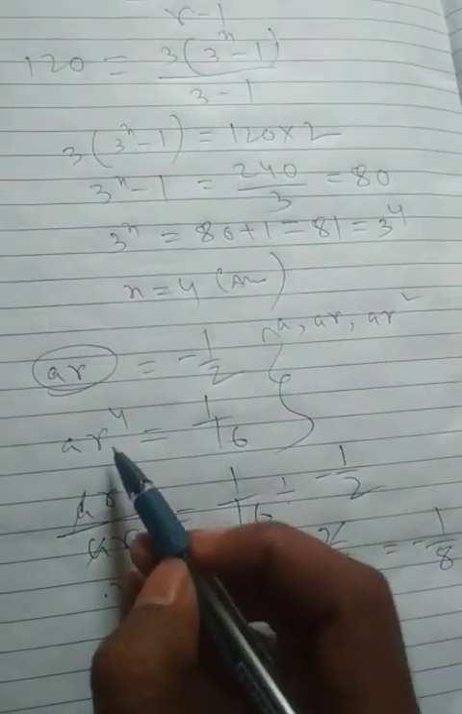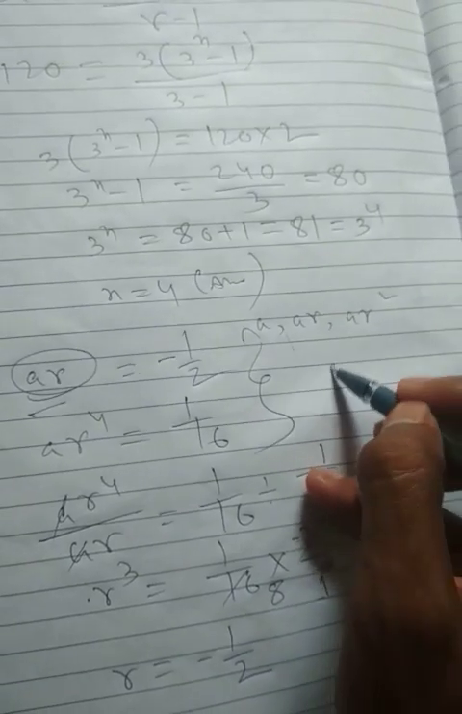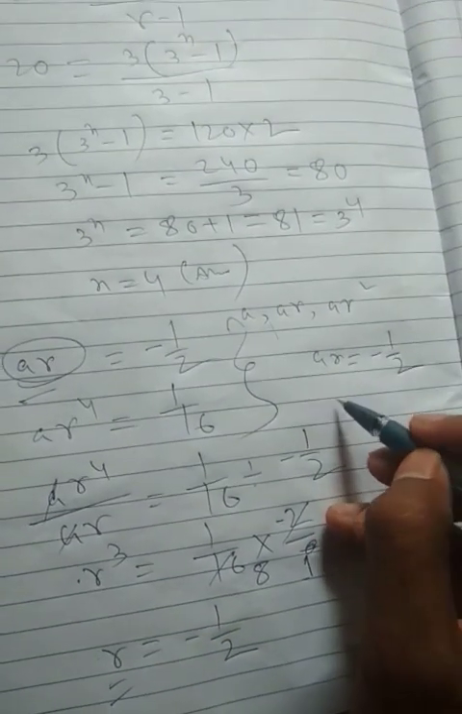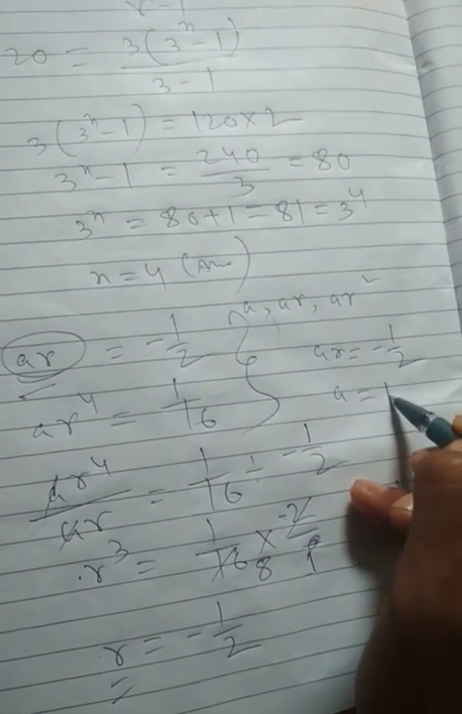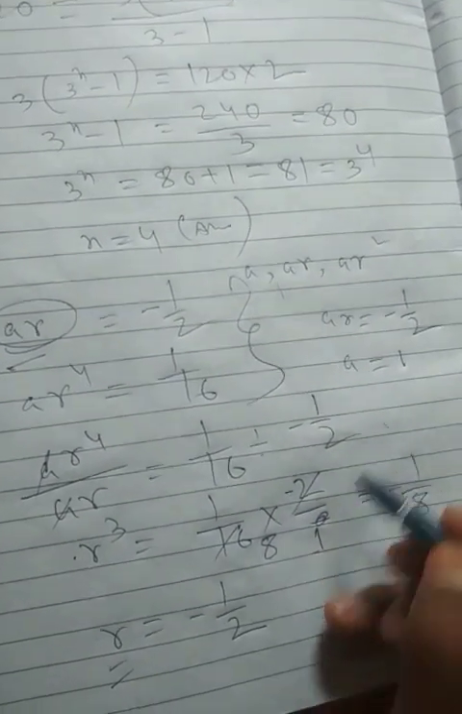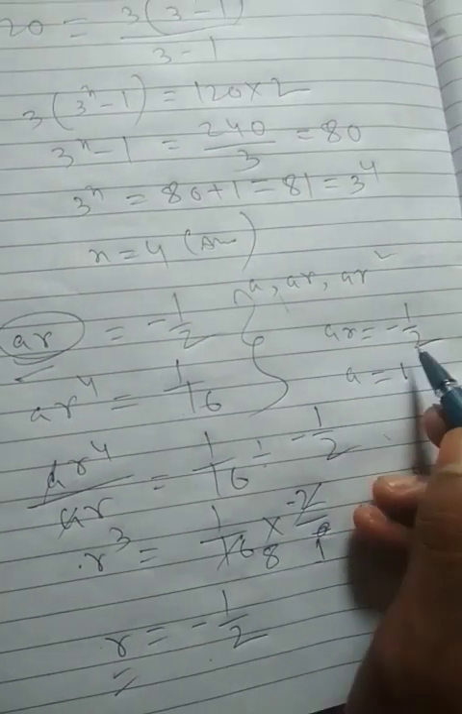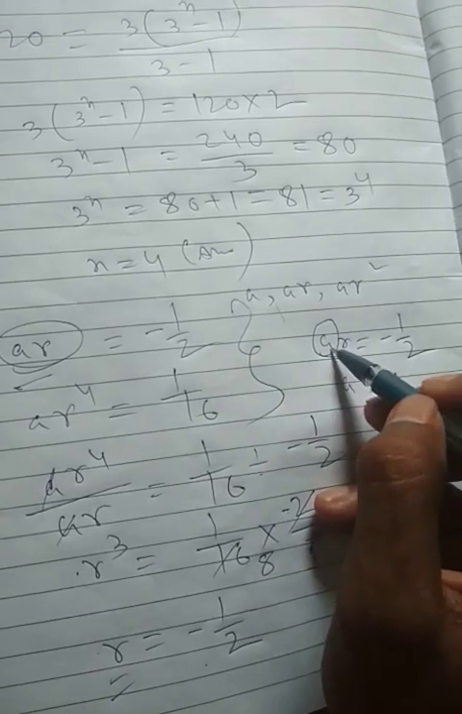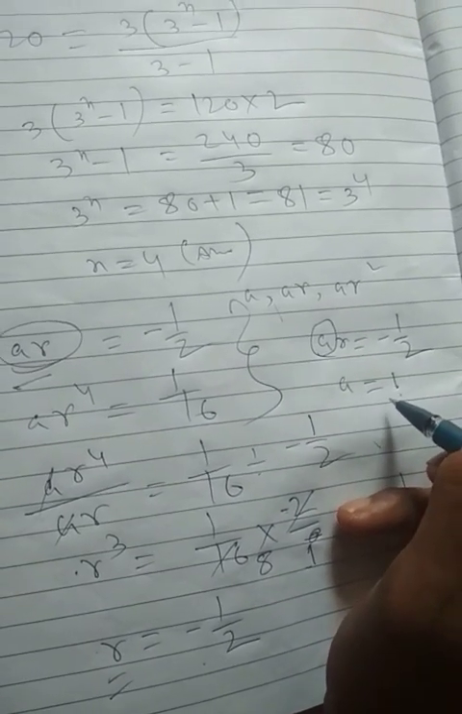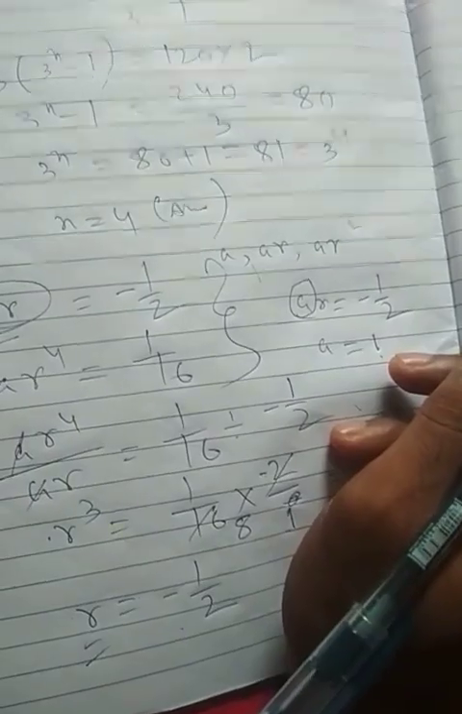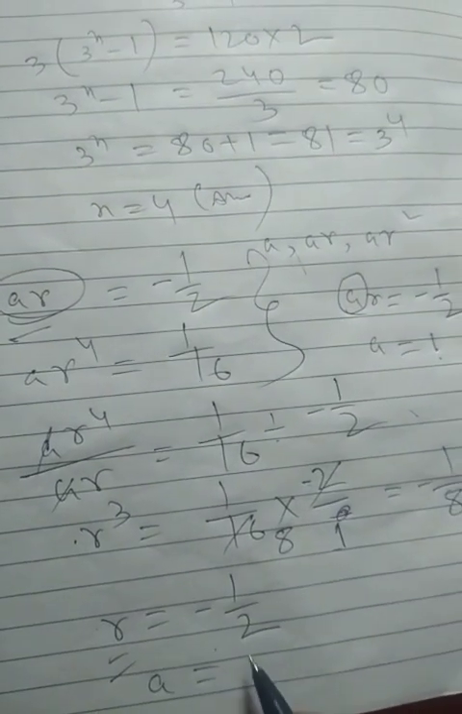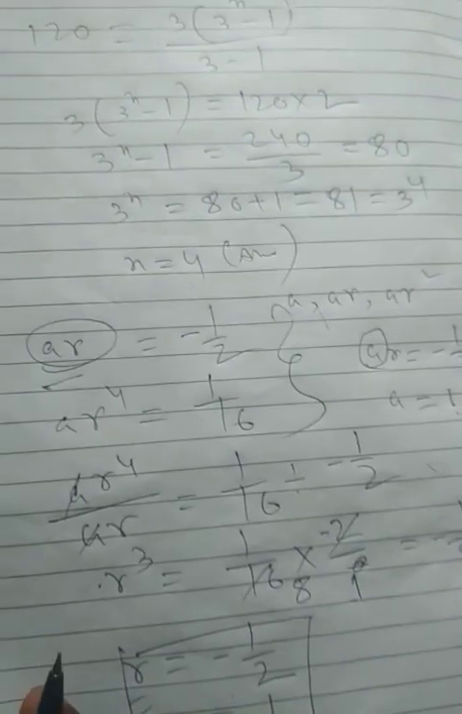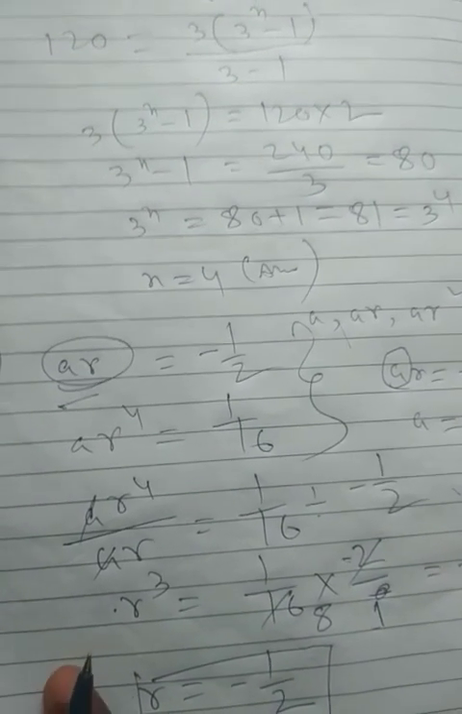And here I got AR equal to minus half, and here I got R equal to minus half, that means A is equal to 1. Try to understand, R is minus half, AR is minus half, that means A is not making any difference, that means the value of A is only 1 here. So you got A equal to 1, R equal to minus half. These two values you already got. You have to find out the sum of 8 terms.